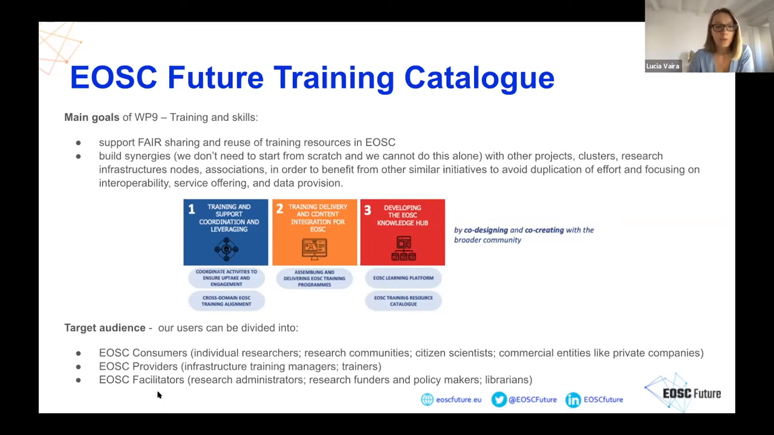As you can see in this slide, we have these three tasks, and the third one is about developing the EOSC Future EOSC knowledge hub, and the catalogue is inside this third task.